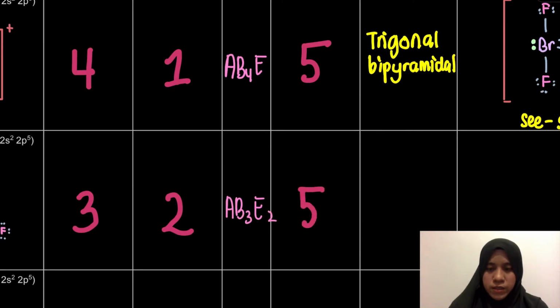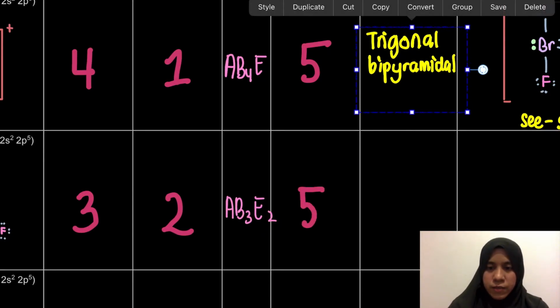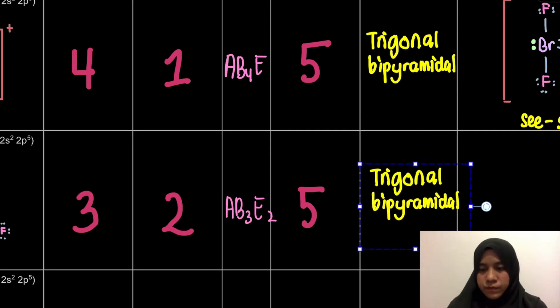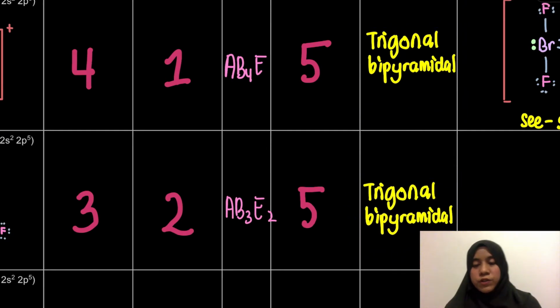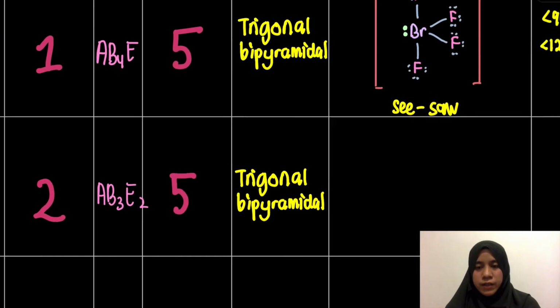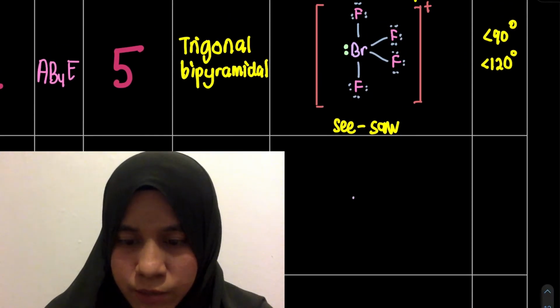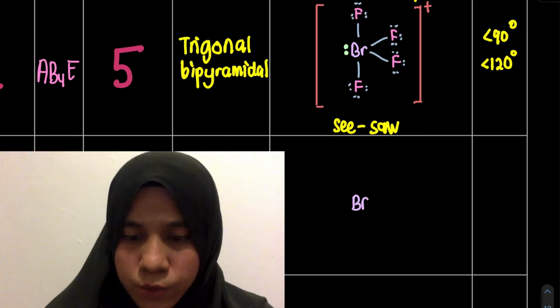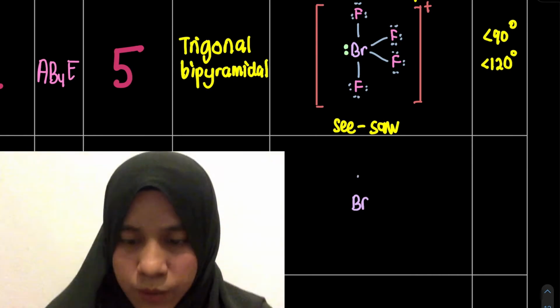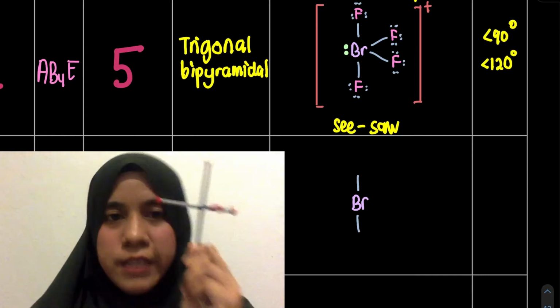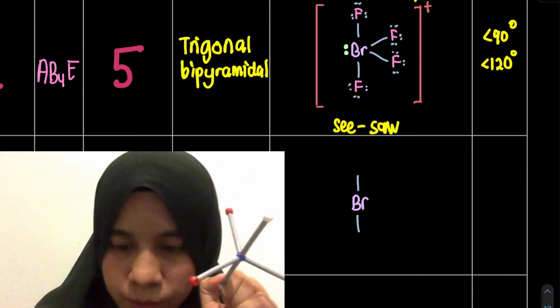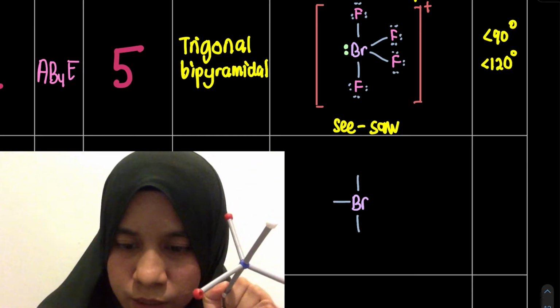So what is the shape? Shape dia masih lagi trigonal bipyramidal. Okay. So how we gonna draw it? Masih lagi BR dengan F. So originally dia trigonal bipyramidal kan. So Miss tulis BR dulu. So ada 5. Kalau 5, okay, atas bawah. Atas bawah. Lepas tu yang 3 ni kita buat satu macam T-shape. Satu lagi ni 1, 2.